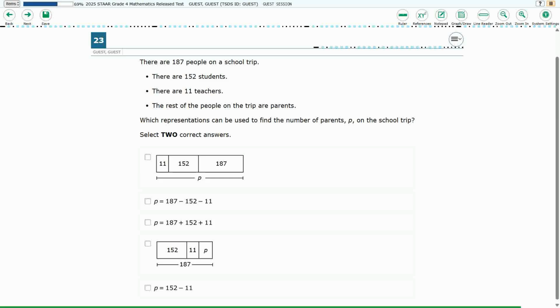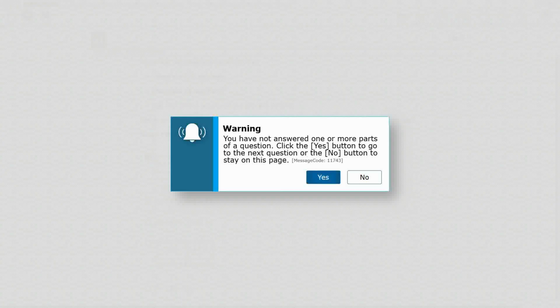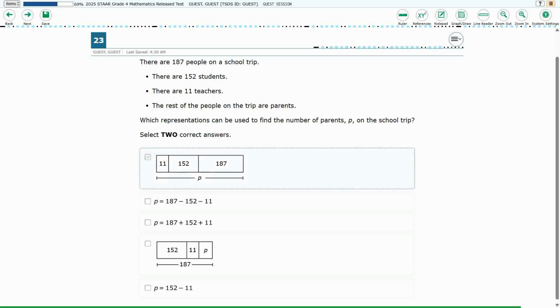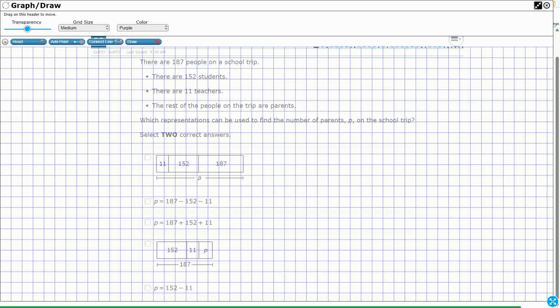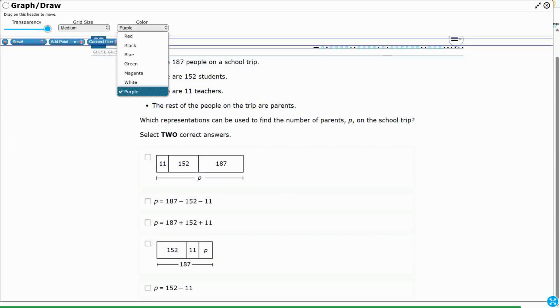So we need to select two correct answers. This is a multi-select, and you notice that if I select two, it's impossible for me to select a third. And if I select just one, it does give me a warning saying you have not selected enough. So let's get both answers correct so we can get both points on this.